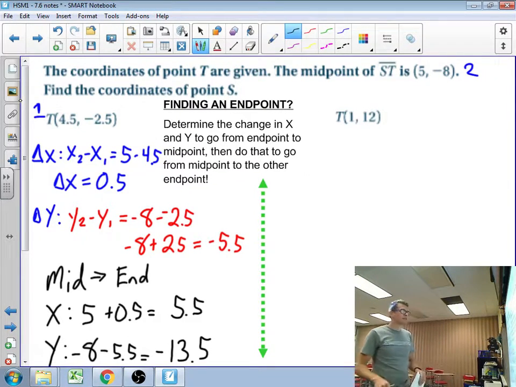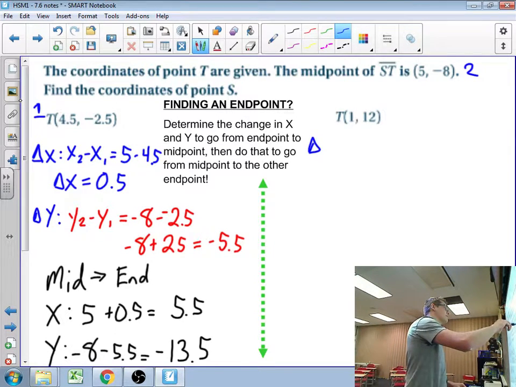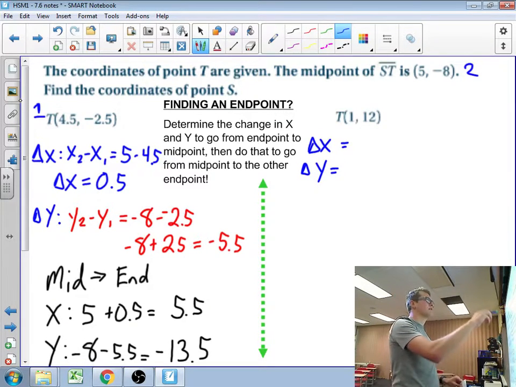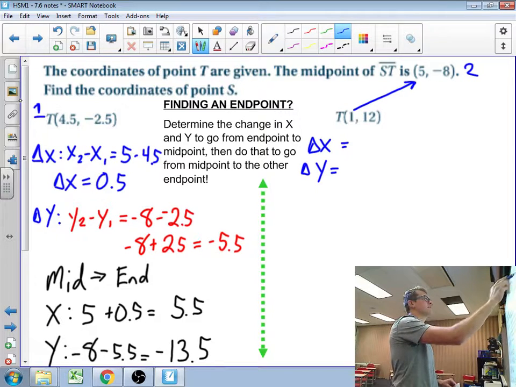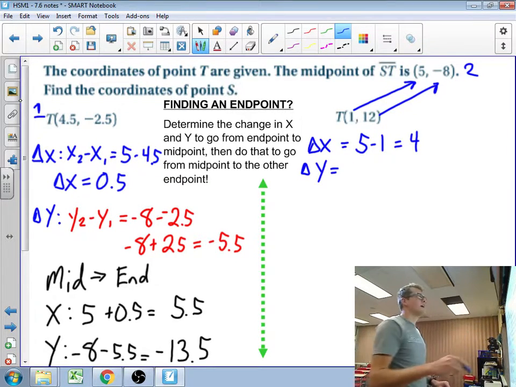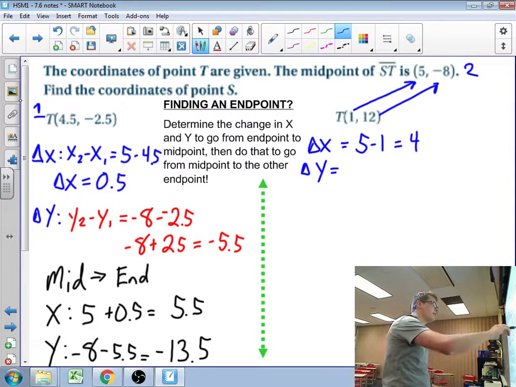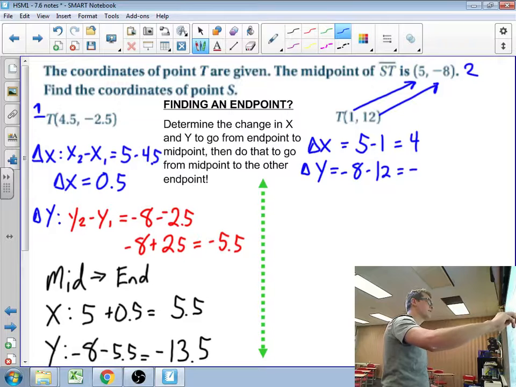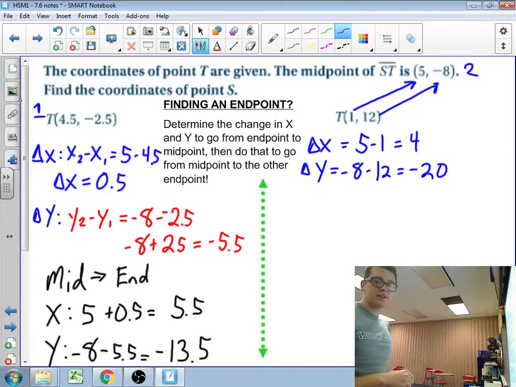I'm going to try to pay attention to keep what I'm writing in the viewable space. So again, first thing I'm going to figure out is your change, delta x, delta y. To go from t to the midpoint, I can kind of just look at this sometimes. I went up by 4. I could also write out 5 minus 1 equals 4. I can do the same thing with my y. To go from 12 to negative 8, I know I go down by 20. But I could again follow the process. Sorry, midpoint is the second point. So negative 8 minus 12, negative 20. So there's my delta x and my delta y.